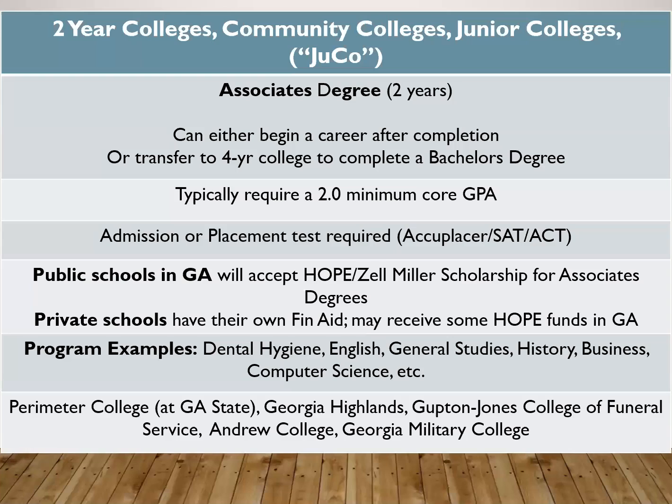Some program examples. Dental hygiene is one of those associate's degree programs that you can actually do for 2 years and then go out and start working. You can become a dental hygienist with that. Other programs that you may hear: English, general studies, history, business. A lot of times, if people are going to get a four-year college degree somewhere else, they'll focus their first 2 years of associate's to match whatever bachelor's degree they're going to get later on.